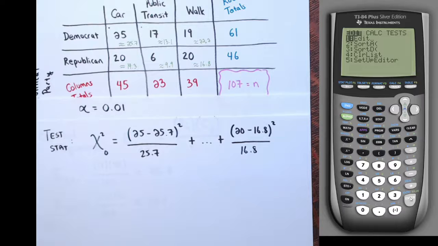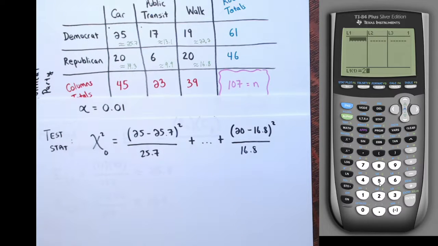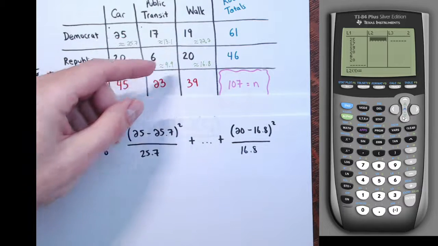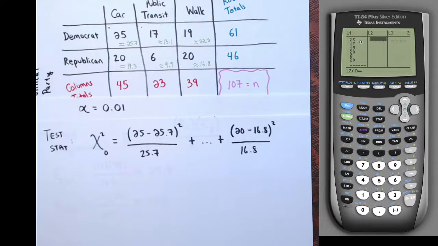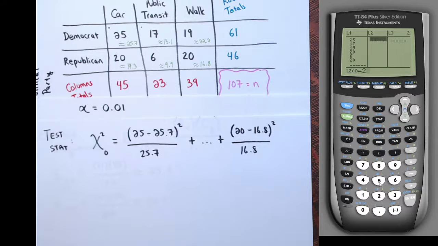So I'm going to hit Stat, go to Edit, and down list L1, I'm going to enter these observed counts: 25, 17, 19, 26, and 20 again. Those are all the observed counts. And then down list L2, I'm going to enter the corresponding expected counts, all the green numbers to one decimal place. Now again, make sure 25 lines up with 25.7. Every observed value has to line up with its corresponding expected value.